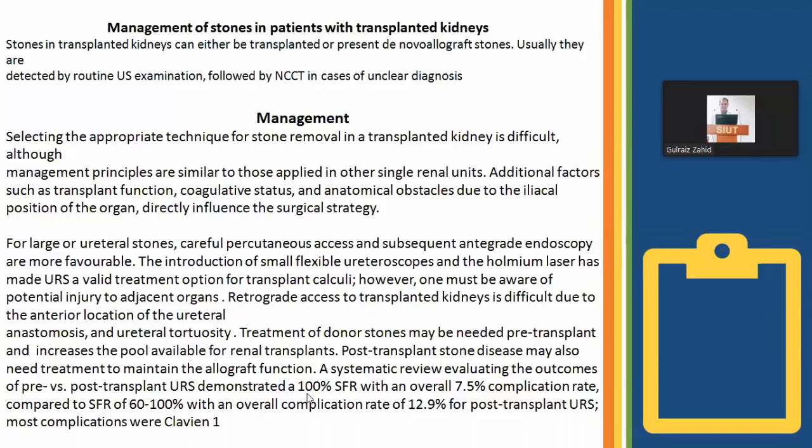Post-transplant stone disease may also need treatment to maintain the allograft function. A systematic review evaluating the outcomes of pre versus post-transplant URS demonstrated 100% SFR with an overall 7.5% complication rate, compared to SFRs of 60 to 100% with an overall complication rate of 12.9% for post-transplant URS. Most complications were of Clavien-Dindo grade 1.